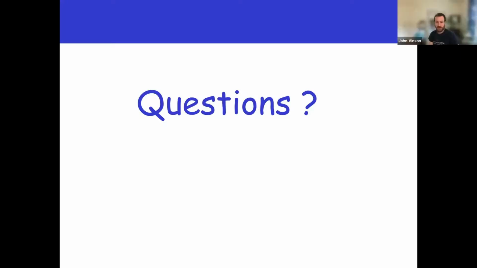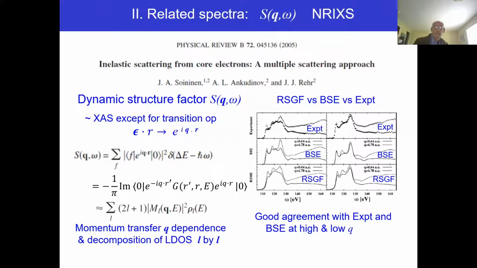Great. Well, if you want to continue, John. Okay. All right. So the second part, I was going to discuss the relation between this real space multiple scattering approach, or real space Green's function approach, to other kinds of spectroscopies.